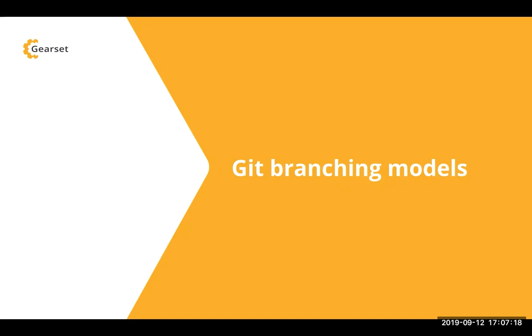But if you're just getting started with Git, this flexibility can make things a little bit tricky. It's sometimes unclear where to start or which approach to try first. At Gearset, depending on the company that we're talking to and their requirements, we tend to suggest starting with either the feature branch model or the Git flow model.